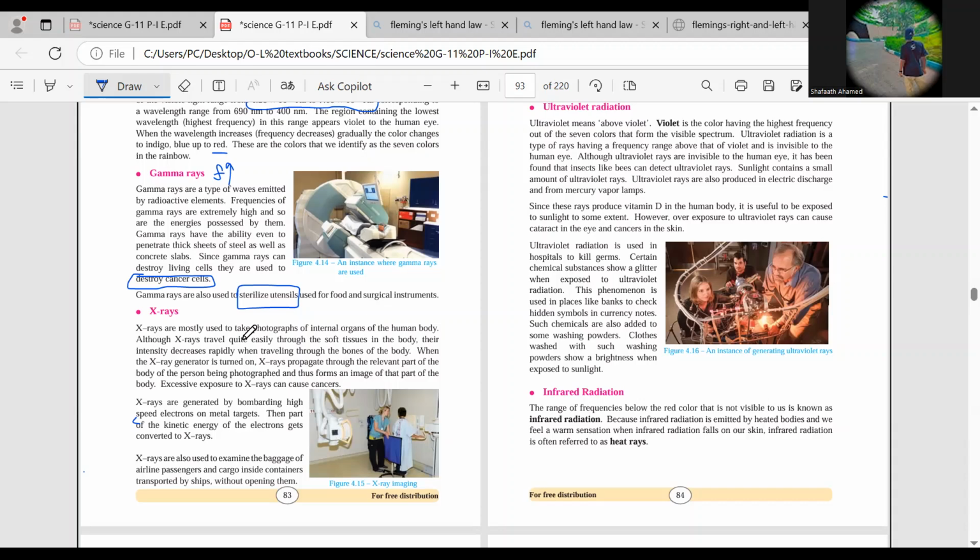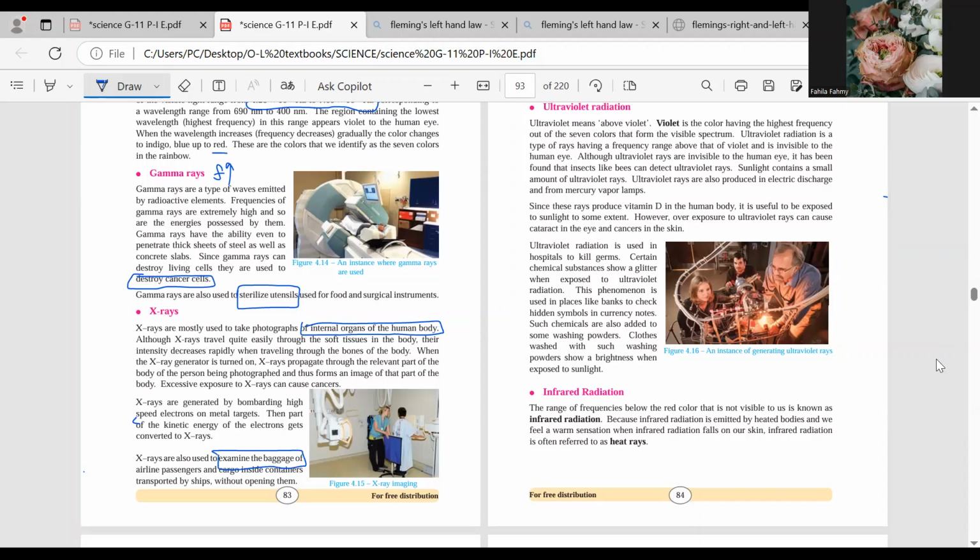Okay. So you can see the internal organs of the human body and examine baggage at the airport.